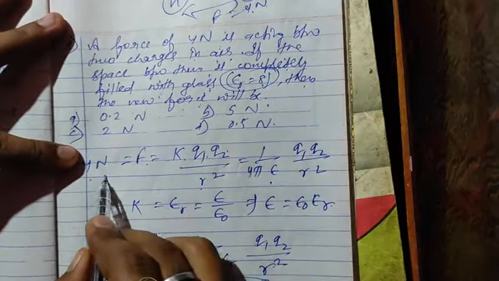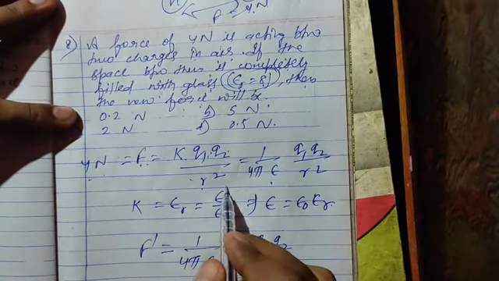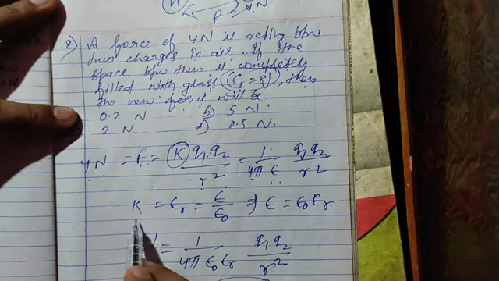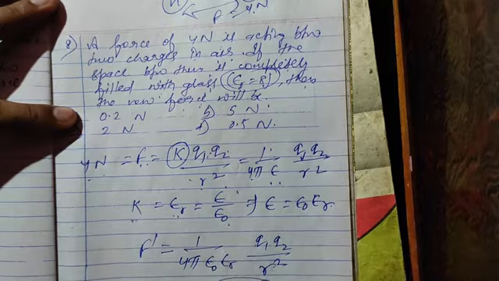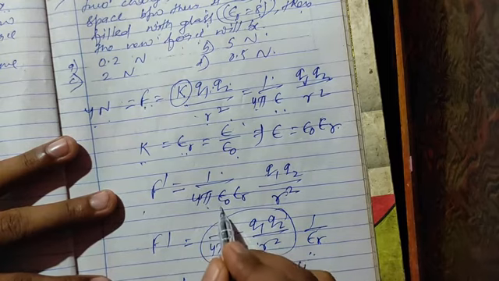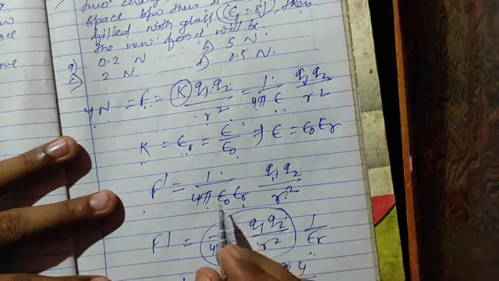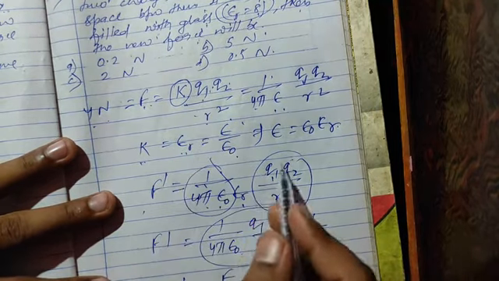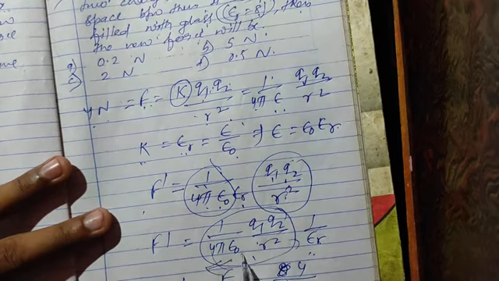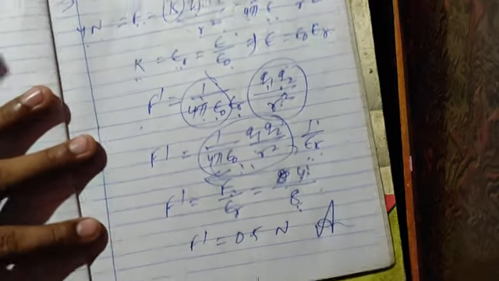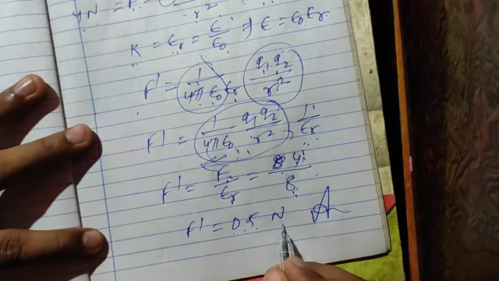Initially the 4 Newton electrostatic force equals k q1 q2 by r square, and again we can replace k with 1 by 4 pi epsilon, where epsilon r equals epsilon by epsilon naught. Now when it is filled with glass, the force is 1 by 4 pi epsilon naught epsilon r, q1 q2 by r square. The part 1 by 4 pi epsilon naught q1 q2 by r square is the initial force, which is 4 Newton, divided by 8. On calculating we get 0.5 Newton. So the right answer is 0.5 Newton, option D.